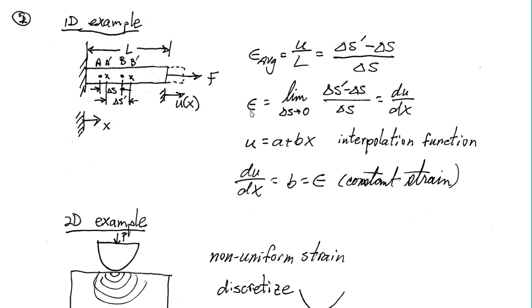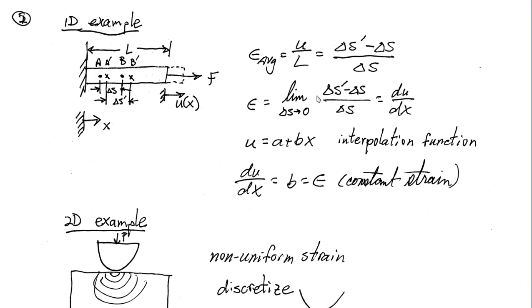The strain at a point is found by taking the limit on delta S. So we shrink this down until these points are very close to each other. And what you get is a derivative du over dx.